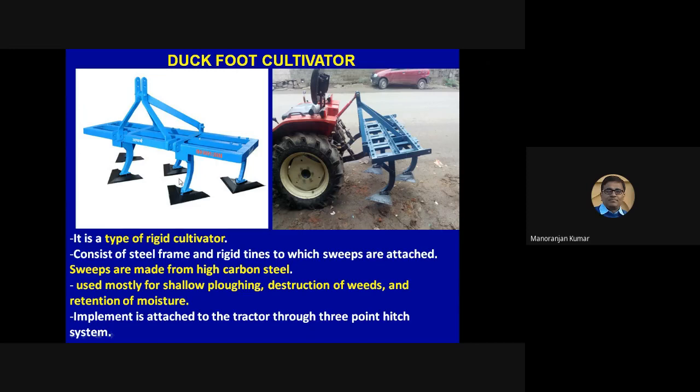So it is a type of rigid cultivator. It consists of a steel frame and rigid tines to which the sweeps are attached. These sweeps are made from high carbon steel, and this cultivator is mostly used for shallow plowing, destruction of weeds, or retention of moisture. This implement is attached to the tractor, as you can see in this picture, through a 3-point hitch system.